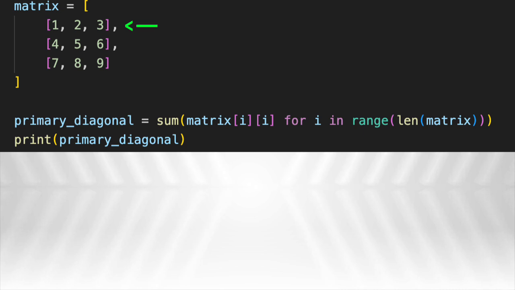The 0 index will be used, so the very first list, and within that list the 0 index is also used. In this case, that number will be 1. Then when i is number 1, the first index is used, which is the second list. Within that second list, it's the first index, in this case the number 5. The process repeats. Once it's done, it sums up the total. So 1 add 5 add 9, which is 15.